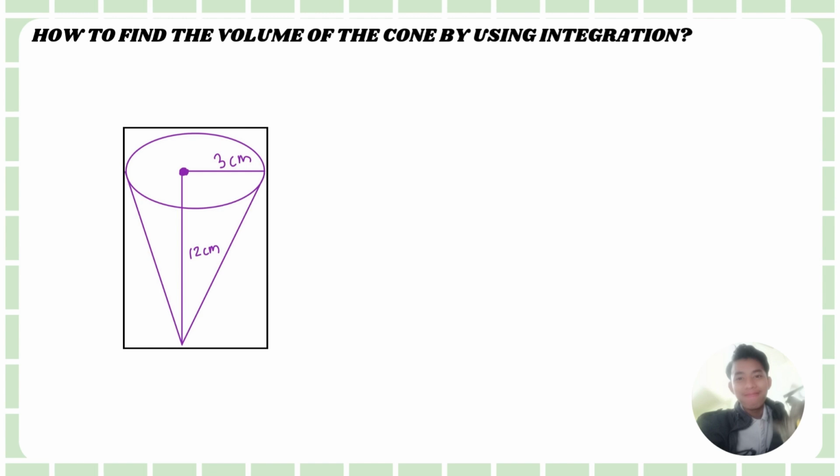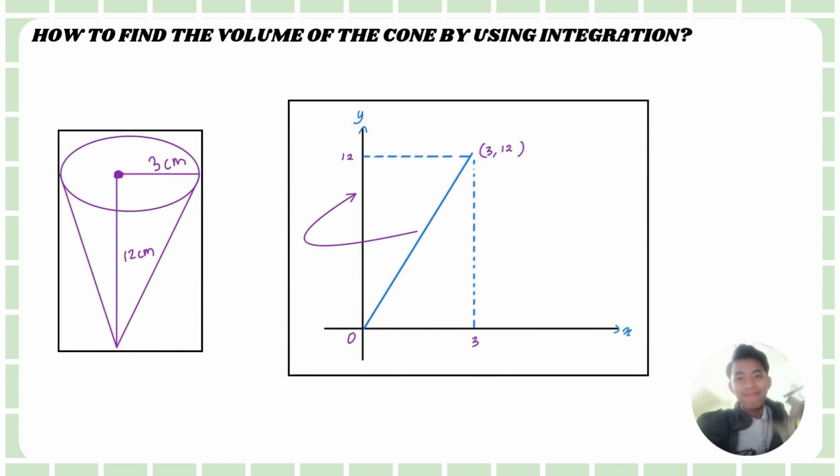I have done my measurement using my ruler. To make it simpler, I have drawn this 3D cone. So, the radius is 3 cm and the height of the cone is 12 cm. Let me show you how to use that information to draw a graph. So, from the information we get, the radius will become the x-axis and the height of the cone will be the y-axis. So, the graph will start from the origin, which is (0, 0), and will end at (3, 12). It is a linear graph.